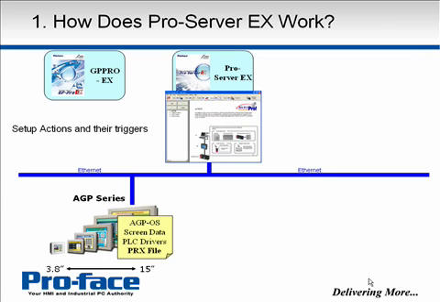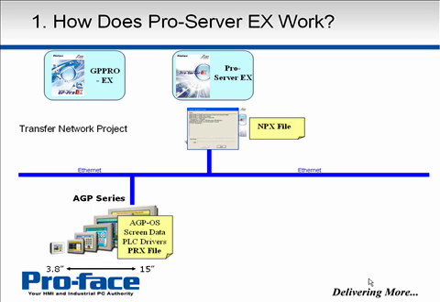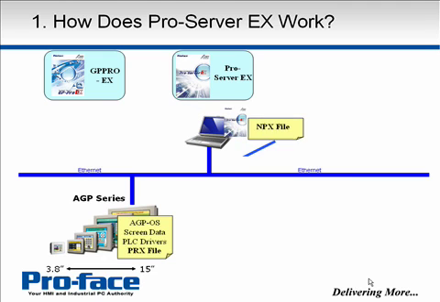Once we've done that, we assign various actions to each of those HMIs to define their functionality on this network project, and we set triggers for those actions to define when they occur. Finally, we produce a network project file or MPX file, and we download that to all of the participating HMIs over the network.